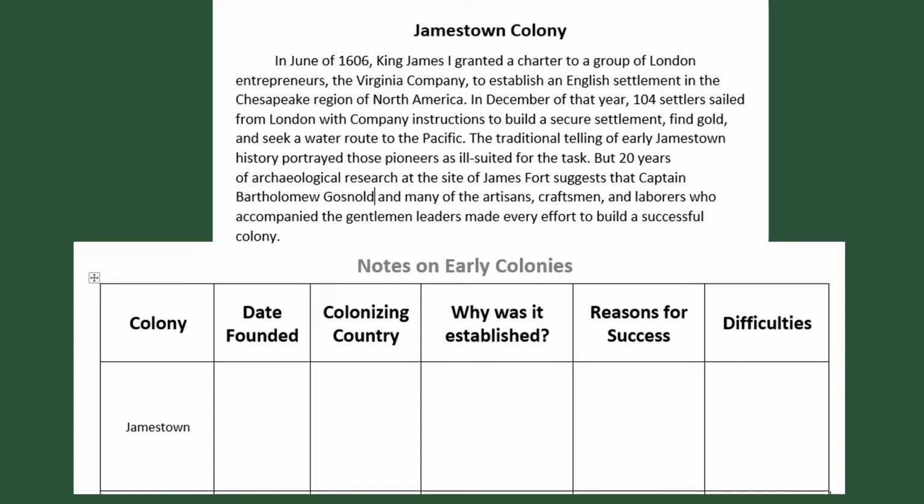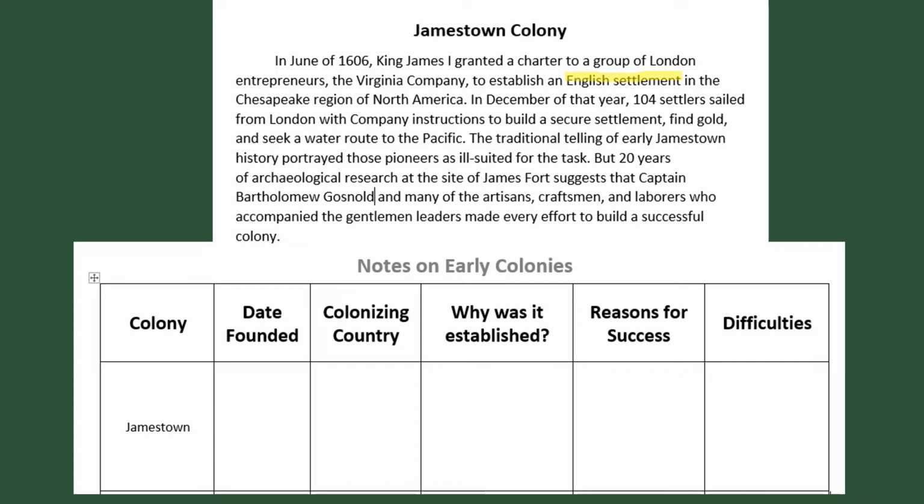So it doesn't say the date founded yet. It just says when King James granted the charter to establish this settlement. However, we do know that the colonizing country is England because it's an English settlement, right?